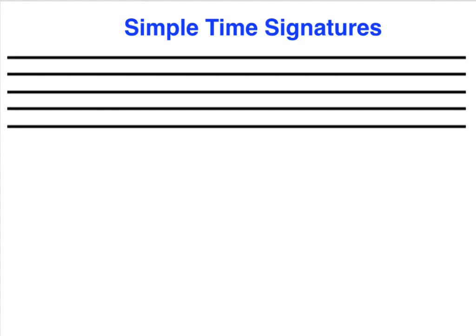So, the very first question we should be asking ourselves is, what are time signatures? What do we need them for? What do they do in music? Well, time signatures are just a way of organizing music into regular units that we call beats. Okay, so that's all that a time signature is.